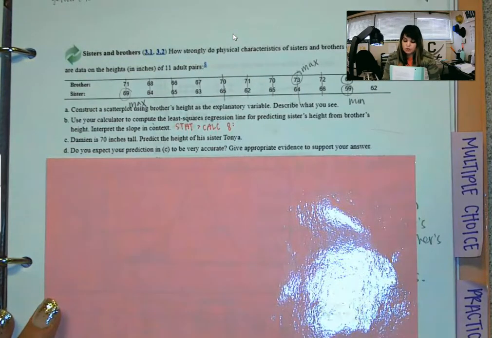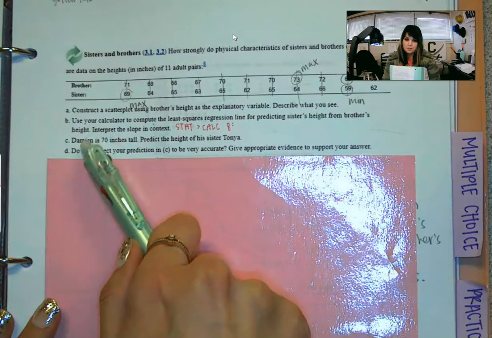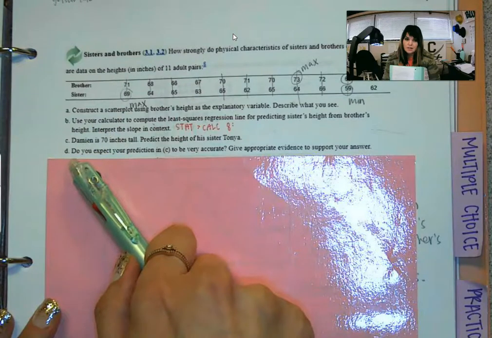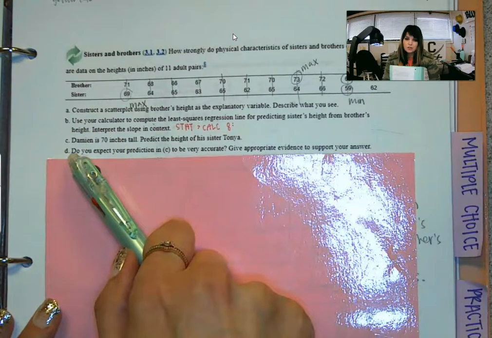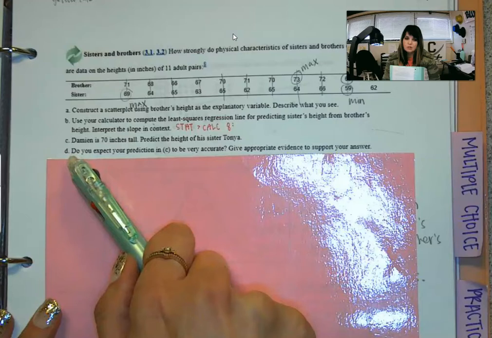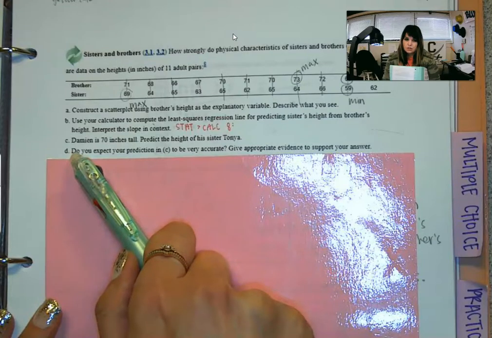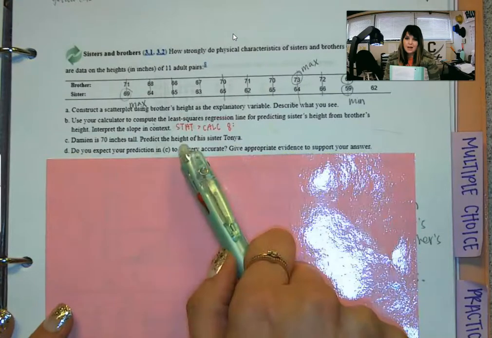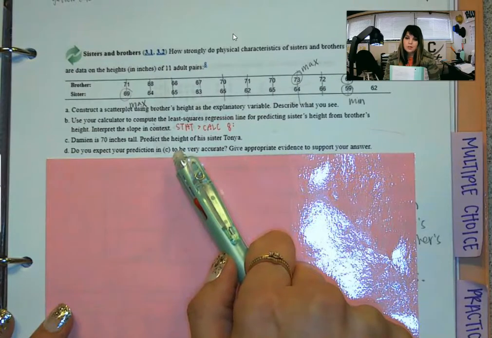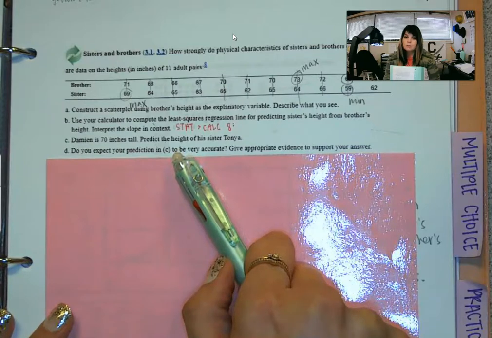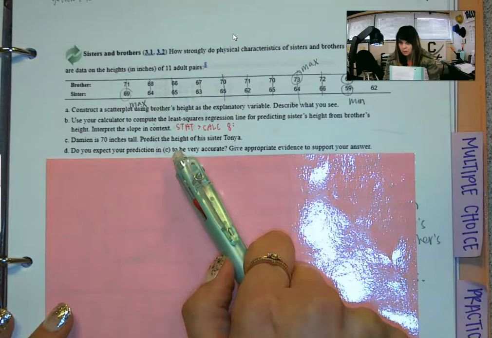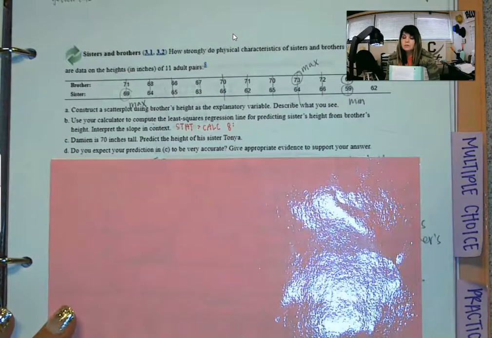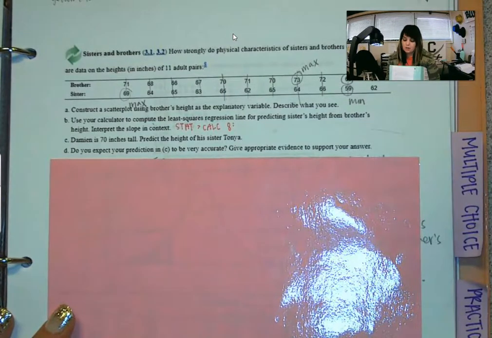C, it wants you to use the regression line from part B to predict a height. And D, do you expect your prediction to be accurate? Give evidence to support your answer. So your prediction is more accurate when your points are close to the regression line. And you know if points are close to the regression line because of your R value. So you probably don't want to mention R in part D. Please pause and do this problem if you have not already.